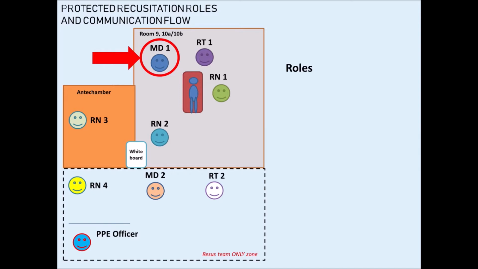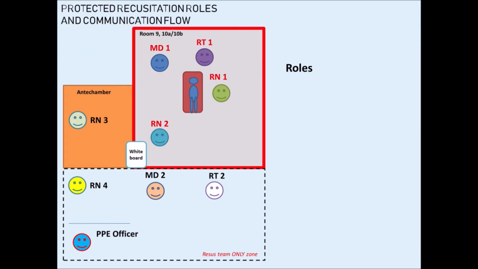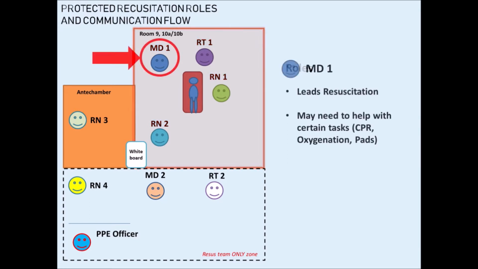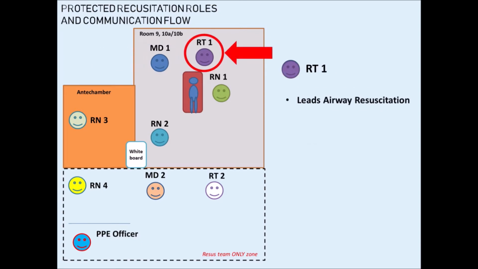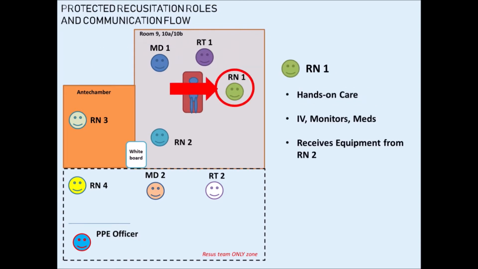Typically, we will have 2 physicians, 4 nurses, 2 RTs, and 1 PPE officer. Donning to enter the room will be 1 MD, 1 RT, and 2 RNs. The lead MD, who will be known as MD1, will lead the resuscitation. Given resource constraints, they may be asked to perform certain tasks such as CPR, applying pads, or the Lucas 3 machine, which is not typical in usual resuscitations. RT1 will assist with airway management. RN1 will lead the hands-on care of the patient, such as IV, monitors, CPR, and medication administration.